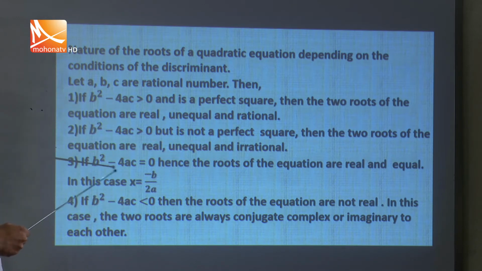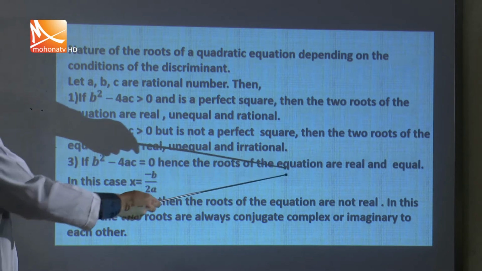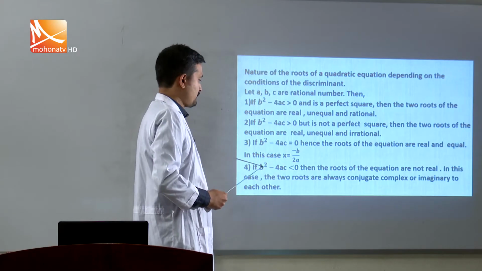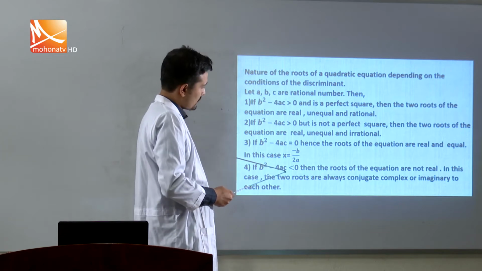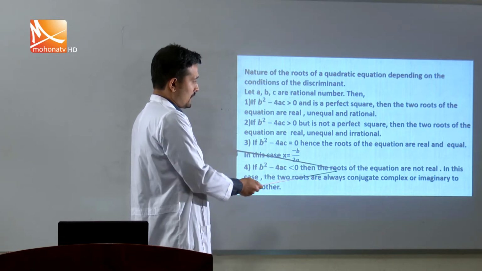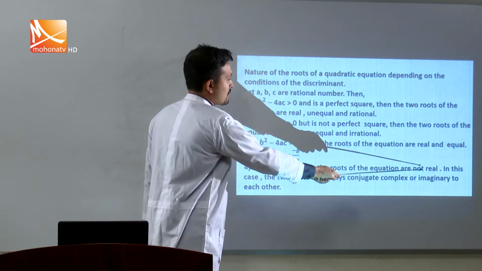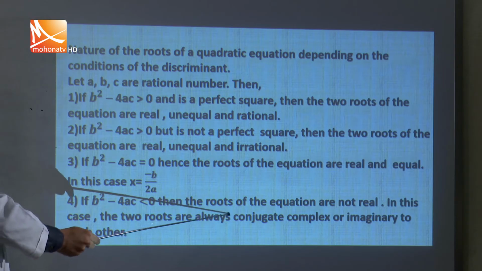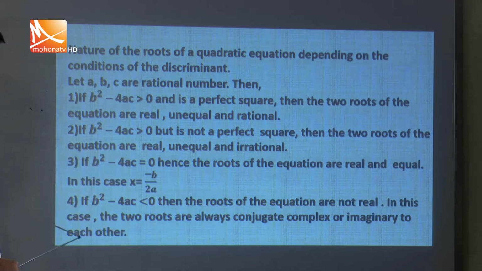Number 3, if b square minus 4ac equals 0, then the roots of the equation are real and equal. In this case, x equals minus b by 2a. Number 4, if b square minus 4ac is less than 0, then the roots of the equation are not real. In this case, the two roots are always conjugate complex or imaginary to each other.